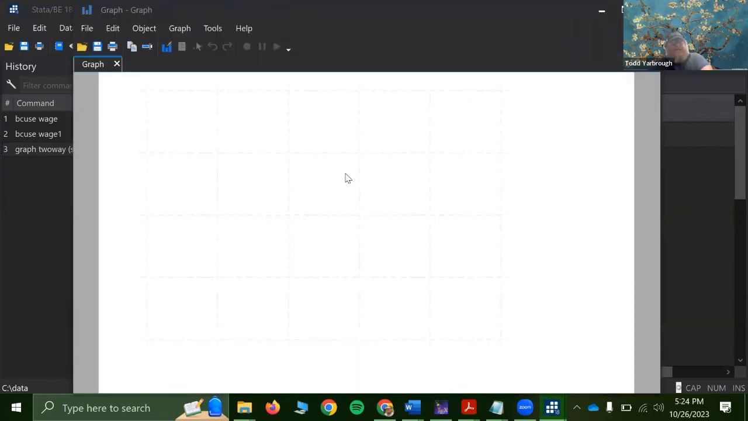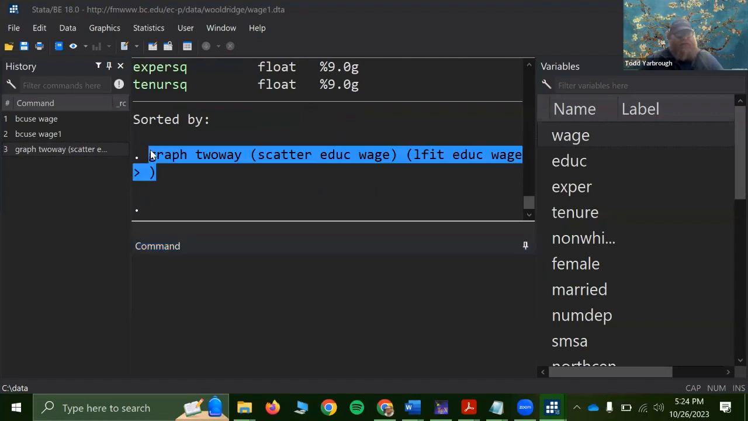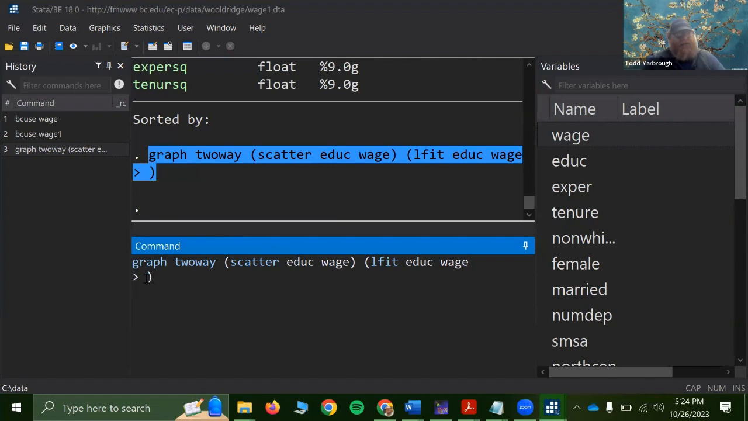I don't know why. All right. So this is a scatter of, oh, wait a minute. Sorry. That's not what I wanted to do. It's getting late on Thursday, you know. So that's the only thing I find difficult about this class. Wage is the dependent variable here. There we go.